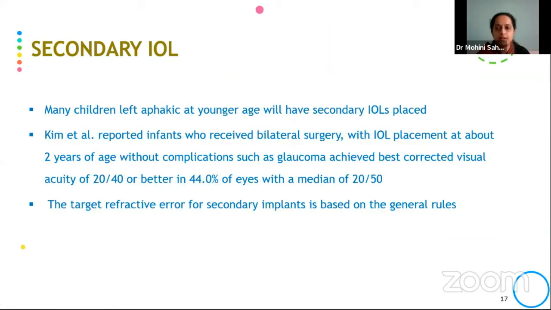For those children who are left aphakic at a young age and are suitable for it, secondary IOL should be performed at the age of around 2 years. Kumar reported that with the placement of the IOL after the age of 2 years, the vision improved to a median of around 20/50 in 44% of the cases.